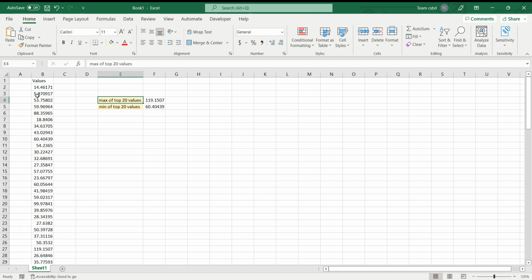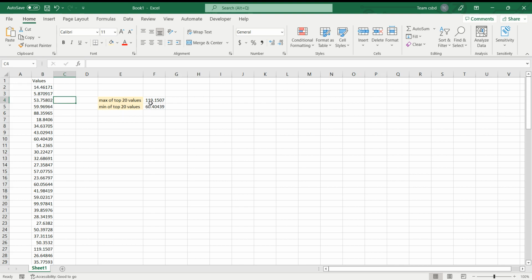If we do it in the traditional way, maybe we first sort this column in descending order. Then we take the first value and the 20th value so that we can find the maximum and minimum. But we can actually do this with a small formula.